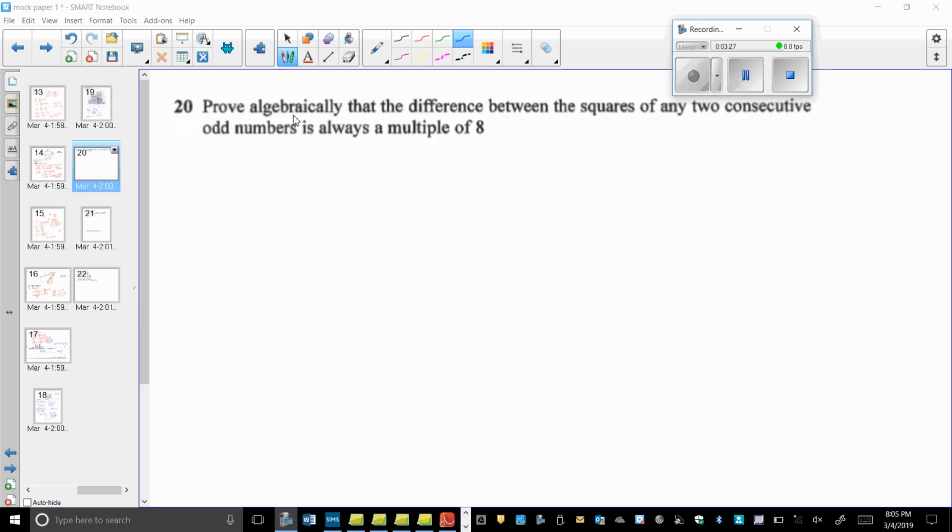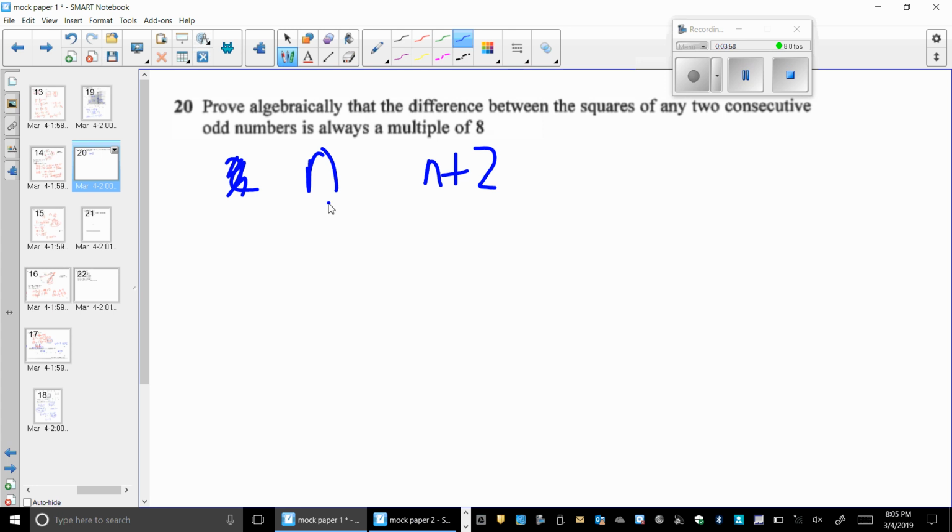Right, okay, prove algebraically the difference between squares of any two consecutive odd numbers is always a multiple of 8. This one was not a nice one, I have to say. So if we took any number as, let's say, n, then if that was an odd number, the next one would be n plus 2. However, this would also work for even numbers.